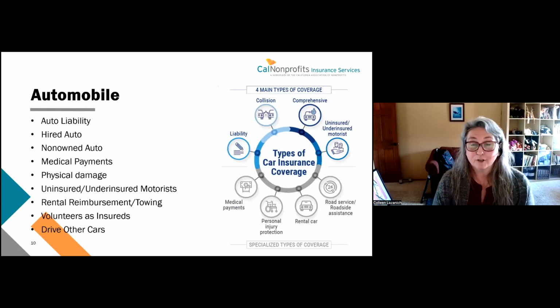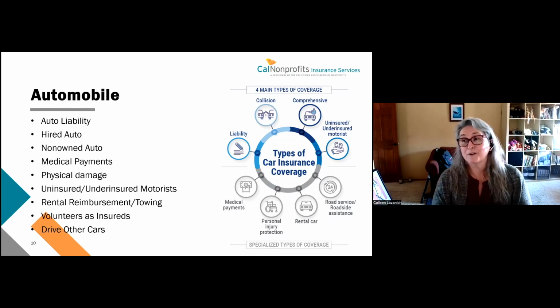Another kind of coverage, which we're all familiar with if we have a driver's license and a vehicle, is automobile insurance. What becomes really important for nonprofits that do not own vehicles are the hired auto and non-owned auto portions of the automobile policy. Sometimes that's endorsed under a general liability policy. Often it is a separate line of coverage. Even if you're an all-volunteer organization, you have a hired auto and non-owned auto exposure. Well, in California, you have at least a non-owned auto exposure.